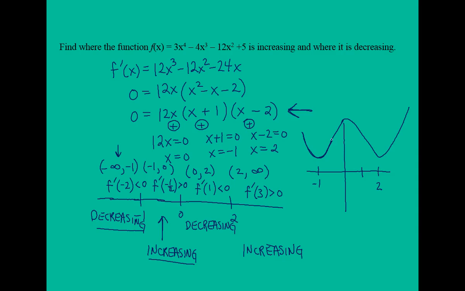Then from negative 1 to 0, we see we're increasing, but then we change to decreasing at 0. So we will have a local maximum at 0. And then from 0 to 2, we're decreasing, and then after that, we're increasing. So we would have a local minimum at 2.